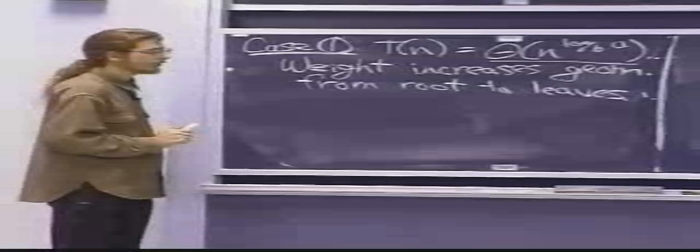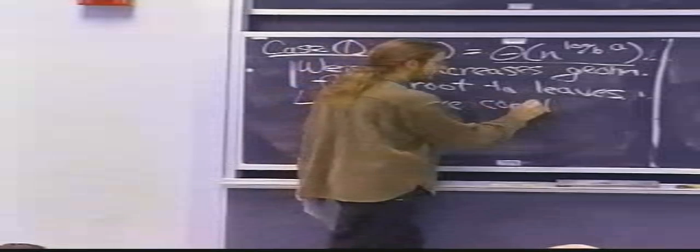This is not a proof, but this is what goes on in the proof. If you want to prove the master method, which you can see in your book, it's not very hard, you show that this is the case, that the weight increases geometrically. And so what that means is that the leaves have together a constant fraction of all of the work to be done, of the total weight. Okay, so that's why you get this theta. Next case.